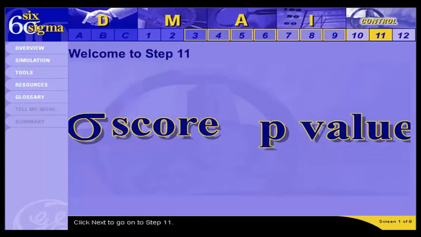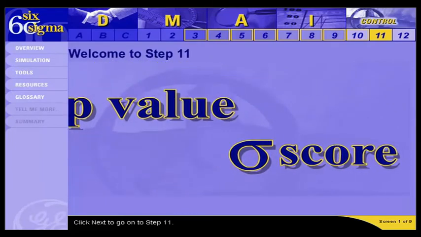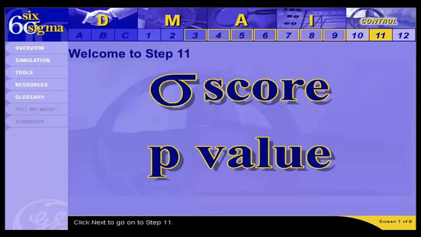The measurement system validation in Step 10 gave us final confirmation of the validity of any cycle time data we collect. Now the goal in Step 11 is to statistically confirm that the improvements have positively impacted the loan application process. Click Next to continue.